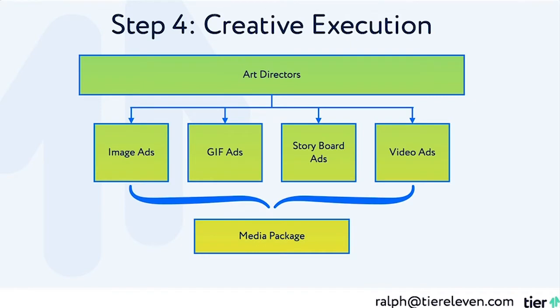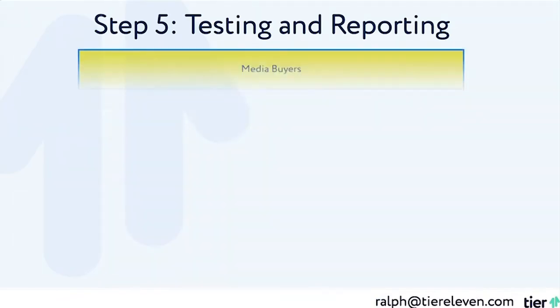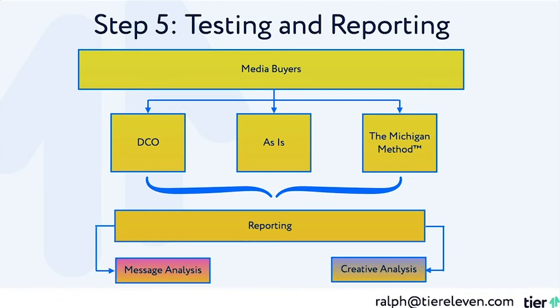So creative execution involves our art directors. There we create image ads, GIF ads, storyboard ads, video ads, and then we put it together in a media package, which we then present back to the media buying team. That's when we get into the testing and then ultimately the reporting aspect of advertising. So the media buyers then throw these into either dynamic creative campaigns, maybe as-is campaigns that are currently running, or they might be using sort of a Michigan method style sandbox campaign, which is sort of a separate campaign away from their normal, business as usual kind of campaigns.